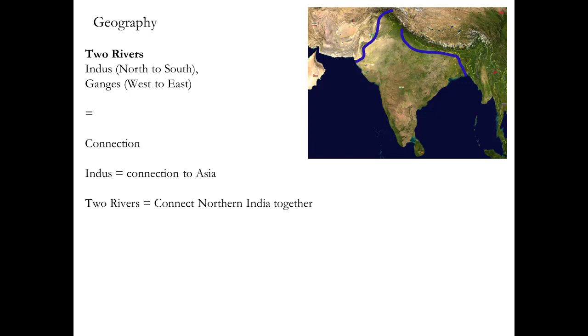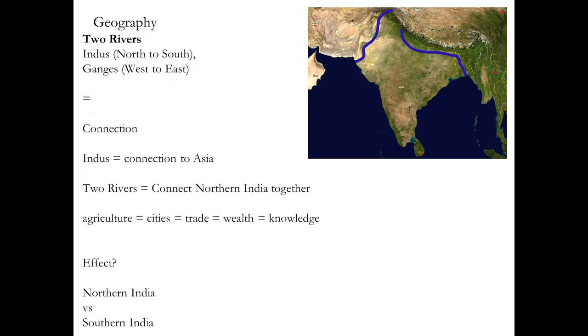Back to geography. So, we have these two rivers connect northern India together. If you could cross that desert, which is a dry desert, don't get me wrong, but if you could take a couple of days to cross it, there are routes, you can go from Persia to Bengal. The two rivers connect northern India together. They allow for trade. They allow for information. They allow for the movements of people and money and goods.